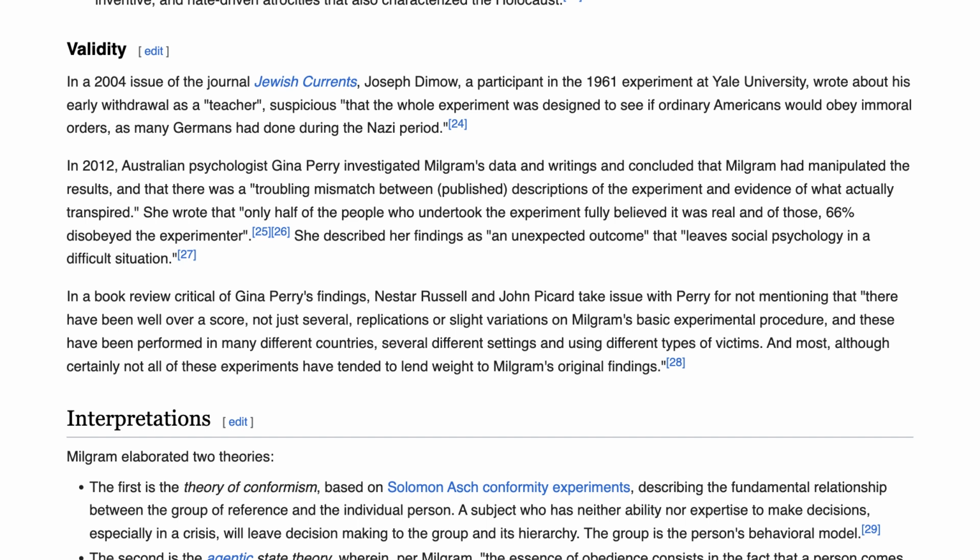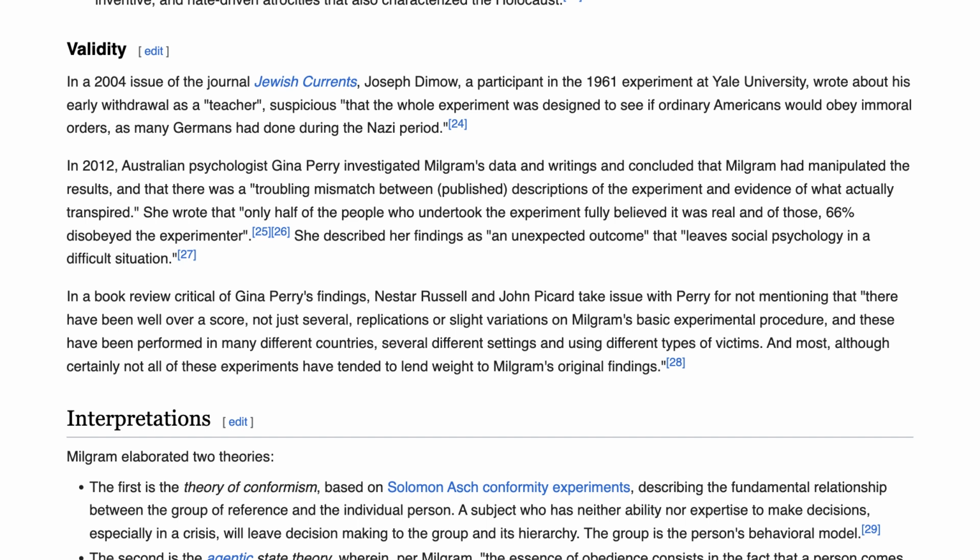In 2012, Australian psychologist Gina Perry investigated Milgram's data and writings and concluded that Milgram had manipulated the results, and that there was a troubling mismatch between published descriptions of the experiment and evidence of what actually transpired. She wrote that only half of the people who undertook the experiment fully believed it was real, and of those, 66% disobeyed the experimenter. She described her findings as an unexpected outcome that leaves social psychology in a difficult situation.